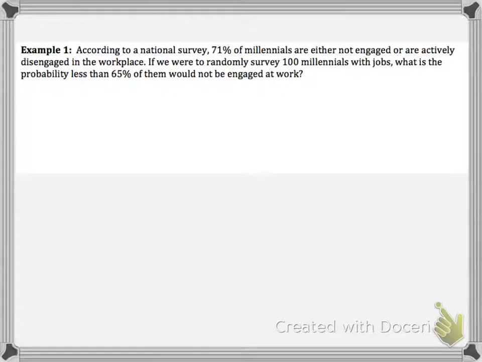Okay, everybody, this is page 3 of your Unit 3 packet, and this is example number 1, straight out of Chapter 13. So let's get right to it. It says, according to a national survey, 71% of millennials are either not engaged or are actively disengaged in the workplace. So remember, national statistics are population proportions. So we have now just been provided with the population proportion P, which we want to convert into a decimal. So this is P equals 0.71.